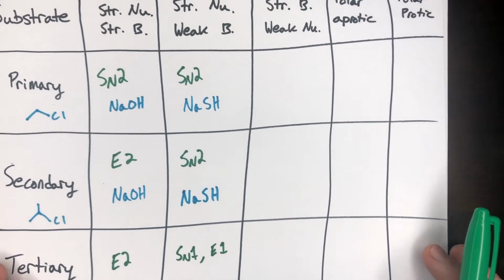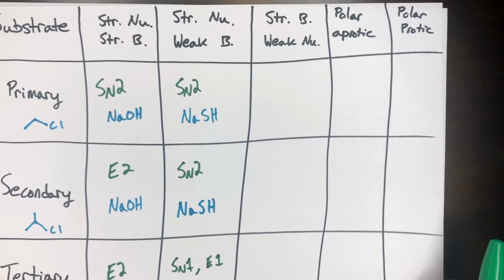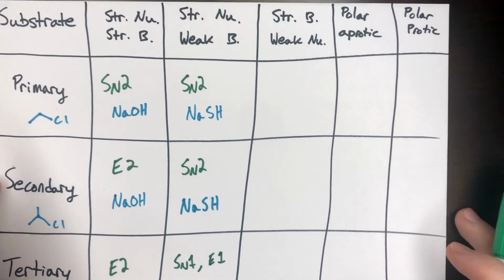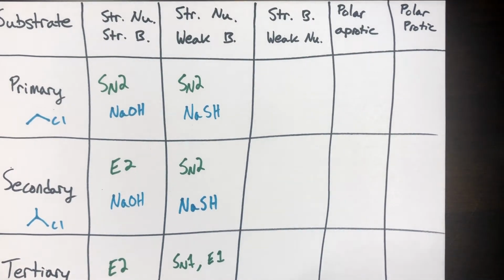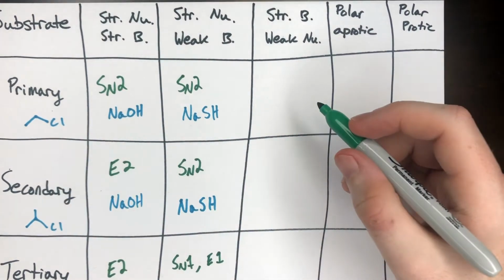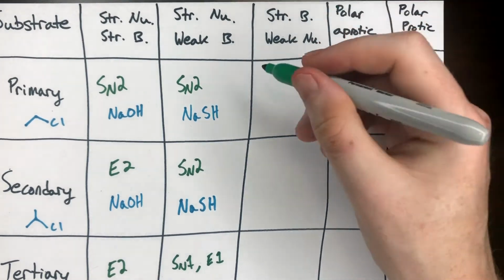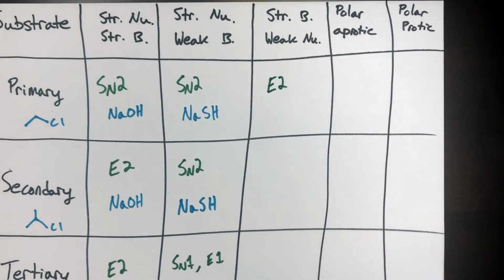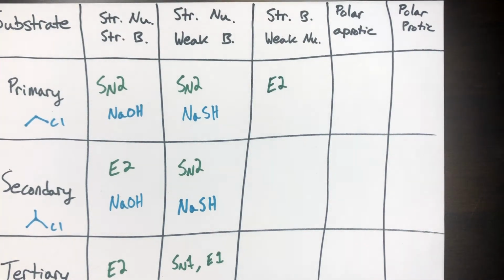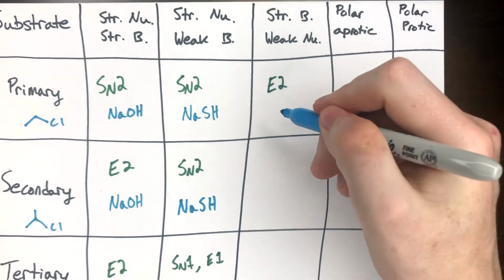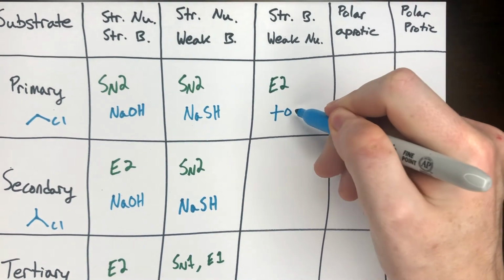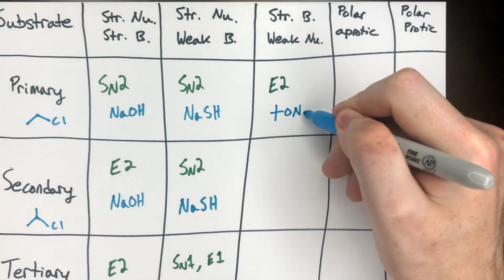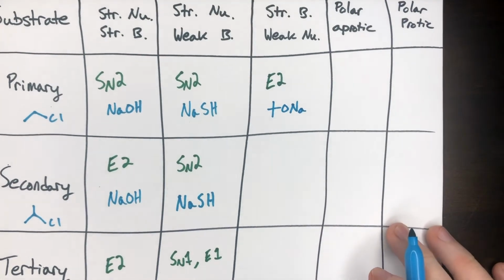Okay, moving on to our next column. This is strong bases but terrible nucleophiles. So this is going to be something like a t-butoxide or something that prevents the nucleophilic attack. So here we have a primary center. If we have a strong base and a weak nucleophile, this is going to be E2. Because the nucleophile, since it's such a weak nucleophile, would be unable to approach in a nucleophilic manner to give us the SN2 product.